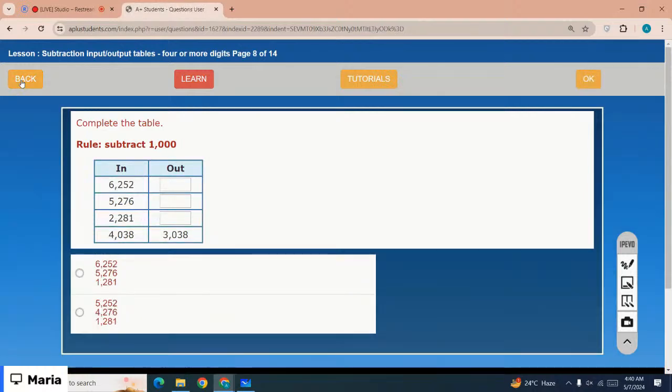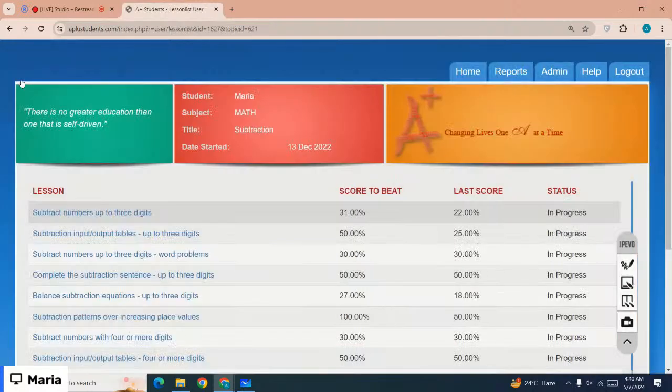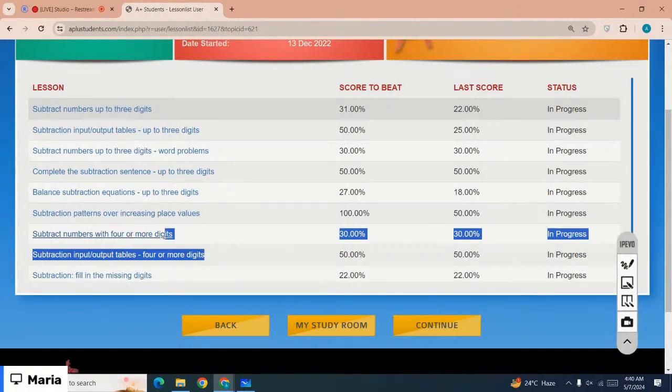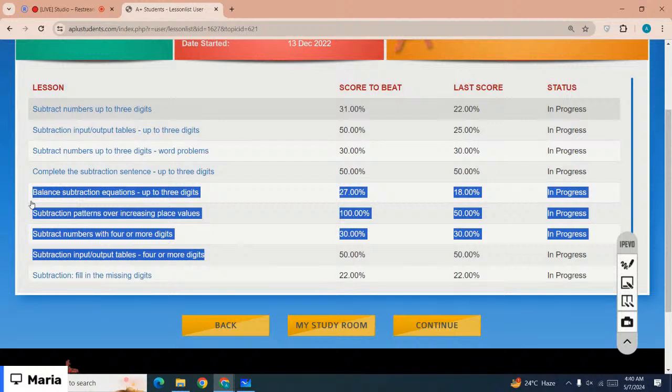So, we were working on grade 3 math. The chapter we were working on is subtraction, and the lessons we have covered today are balanced subtraction equations up to 3 digits, subtraction patterns over increasing place values, subtract numbers with 4 or more digits, and subtraction input output table 4 or more digits. Please complete all the practice questions for the lessons we did today before the next session. That is your homework.